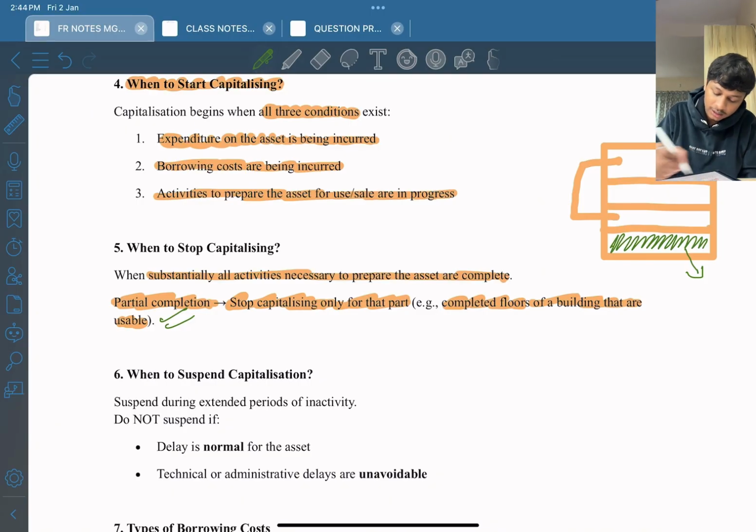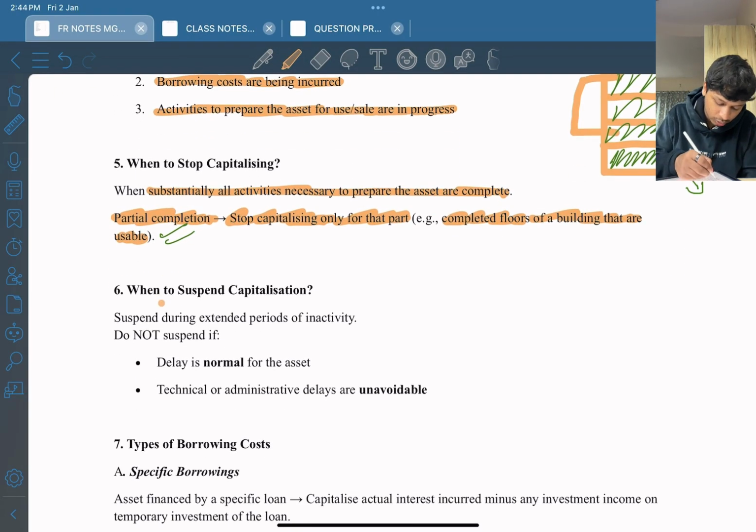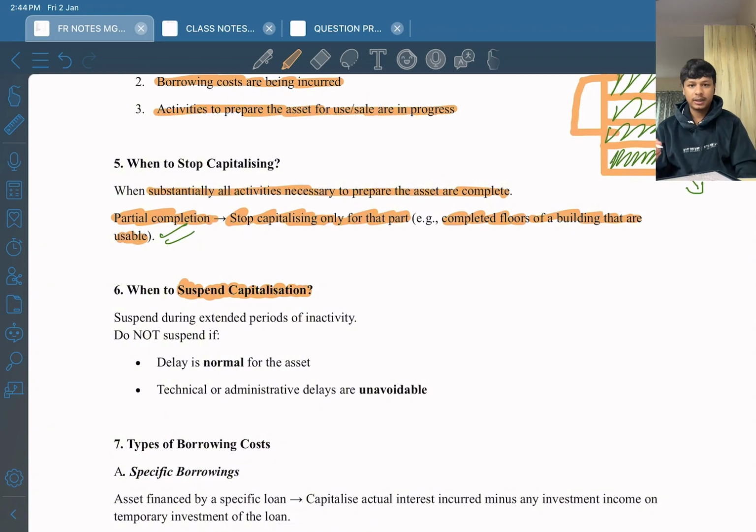And when the construction for all these floors is completed, we will stop capitalizing the borrowing cost. When to suspend capitalization? This is an important point. When to suspend capitalization, which means when to stop or pause the period of capitalization.